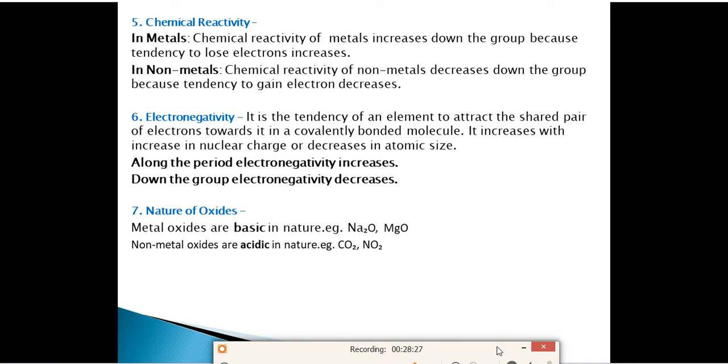Metallic character and non-metallic character I have told you. Electronegativity, for that you have to remember that along a period electronegativity will increase and down the group, when you move from top to bottom in a group, electronegativity will decrease. So this was all about this chapter, periodic classification of elements.